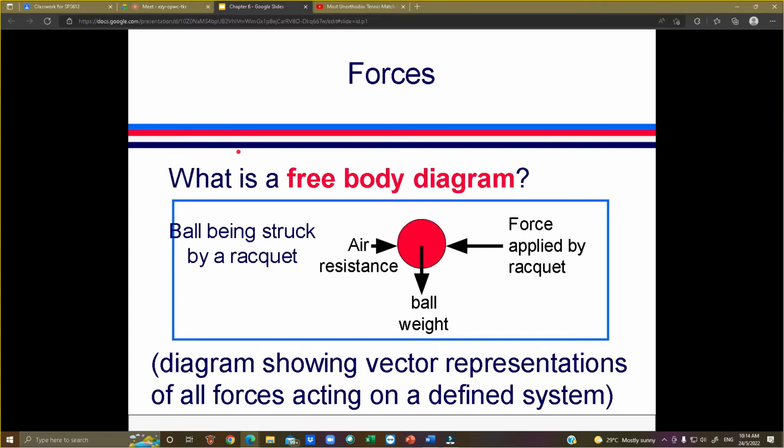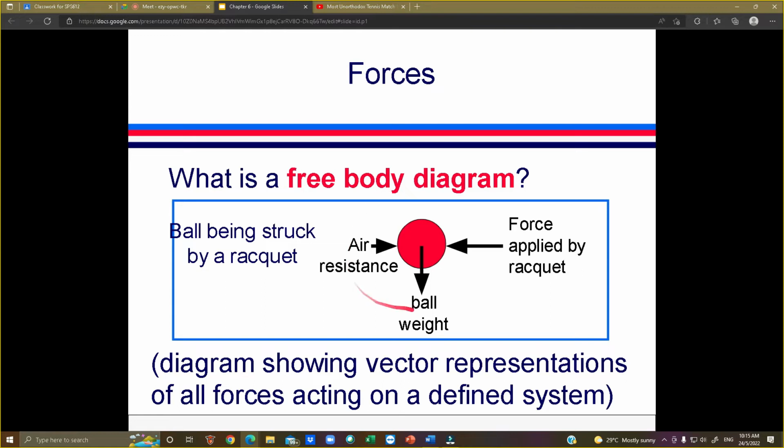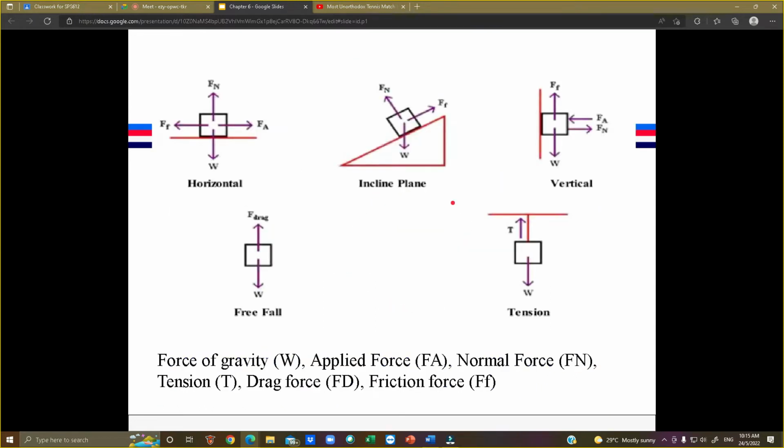Okay, this is a free body diagram. This one is to explain about projectile. I think we have also covered that projectile. Free body diagram, so we are going to skip this one. Ini adalah beberapa jenis lain free body diagram based on situation.